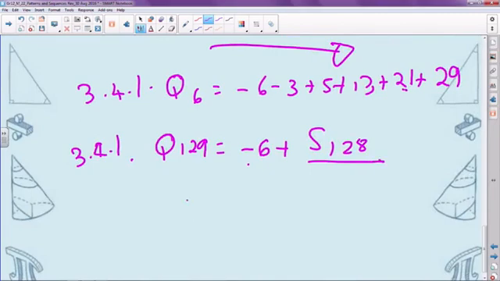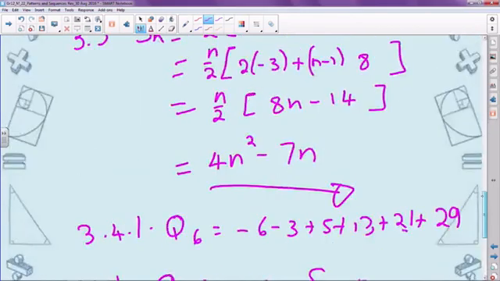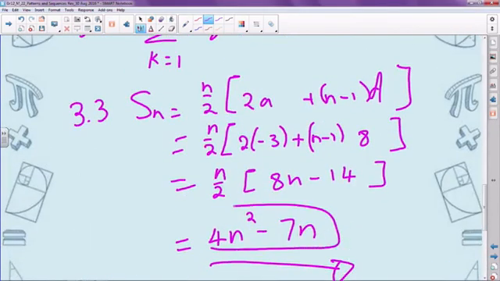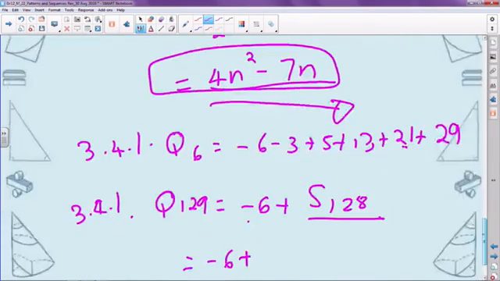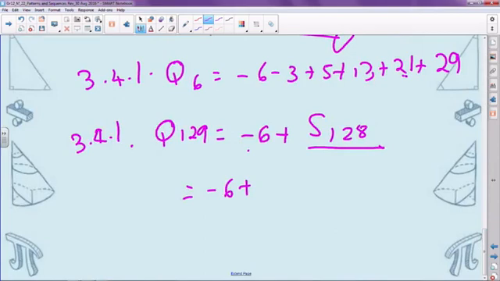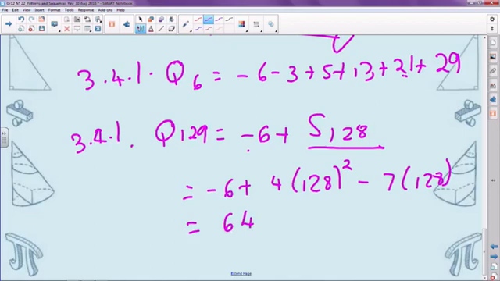of that original sequence. So it's going to be minus 6 plus, remember, we've worked out that the general sum for the sequence is 4n squared minus 7n. So it's going to be minus 6 plus 4 times 128 squared minus 7 times 128. Plug that into your calculator and you'll get 64,634.